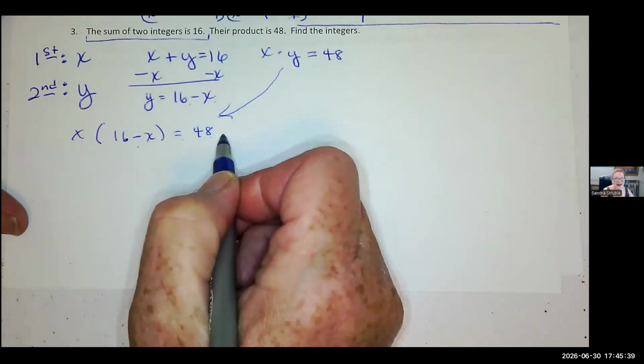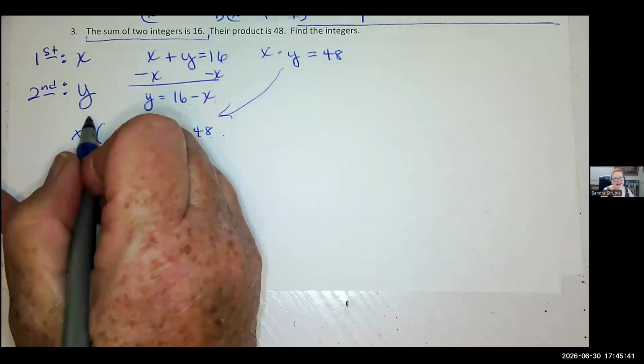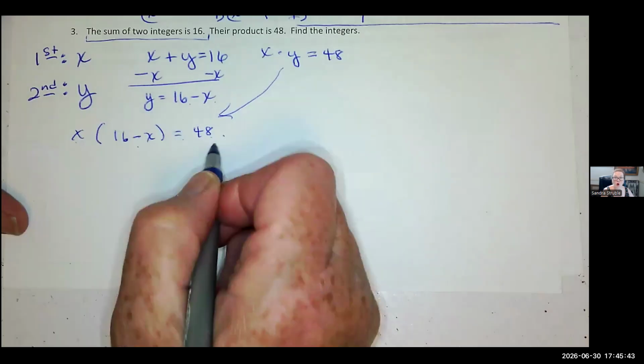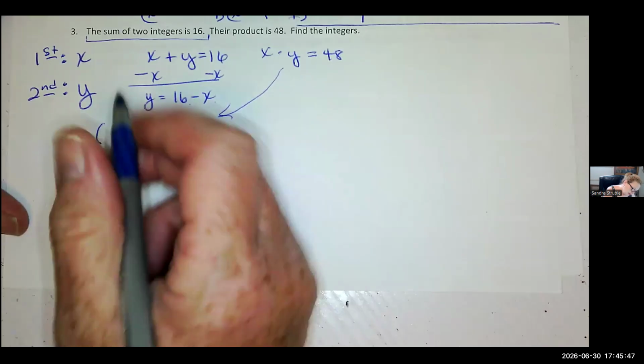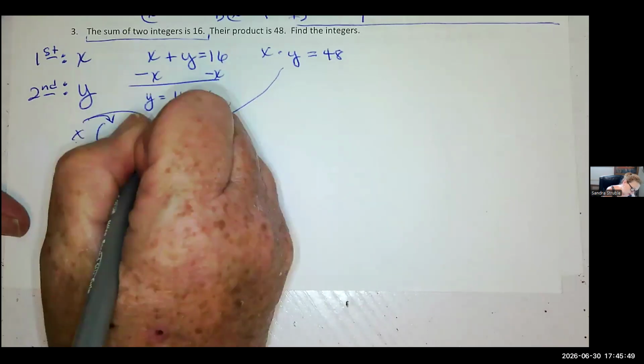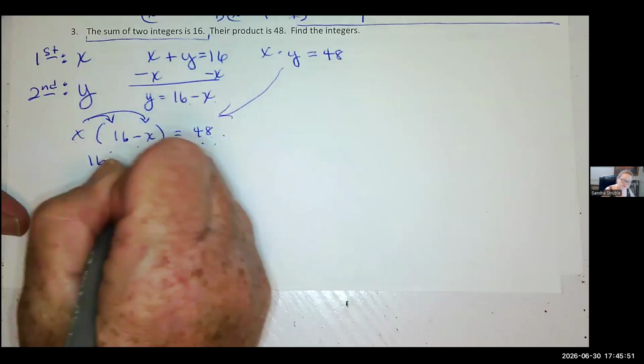And I'm going to go through and solve for x. To do that, I can't set x equal to 48 and 16 minus x equal to 48. That's so wrong. Please don't do that. Instead, you do have to distribute. 16x minus x squared is equal to 48.